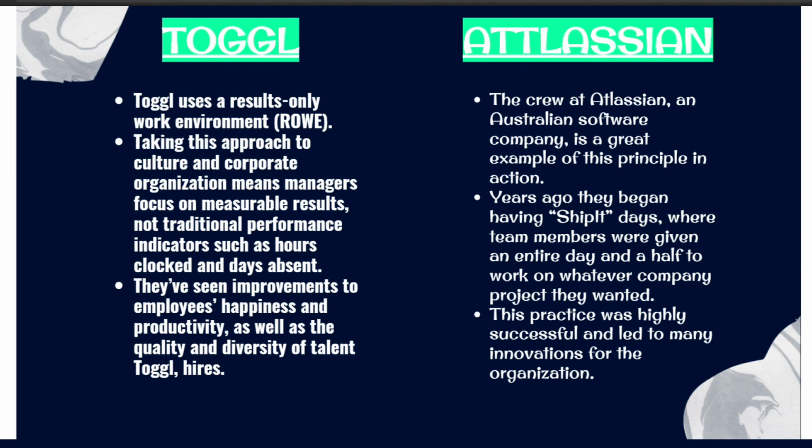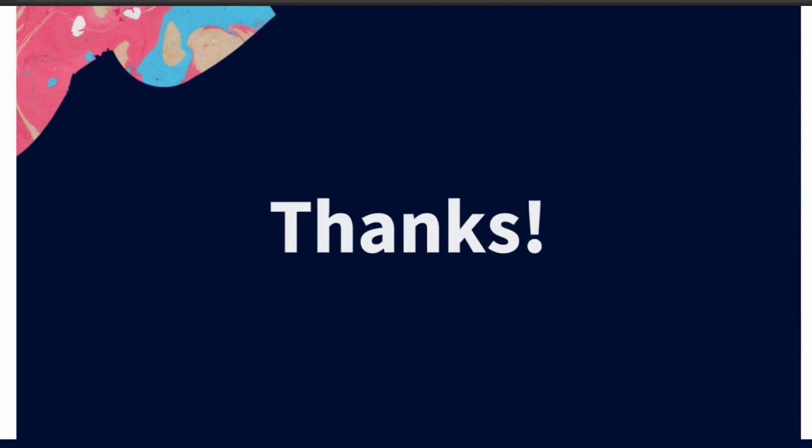Another example of a firm that also applies the autonomy element is Atlassian. Atlassian is an Australian software company. Years ago, they began having ship-it days where team members were given an entire day and a half to work on whatever company project they wanted. This practice was highly successful and led to many innovations for the organization. That's all from us.